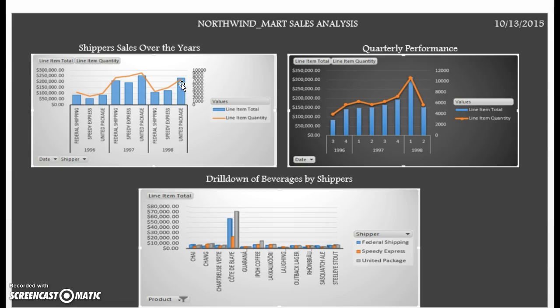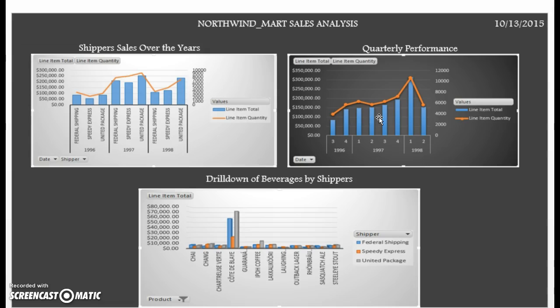And the second business question is, which quarter is the least performing quarter over the years 1996, 1997, and 1998? From this graph that we have plotted between line item quantity and line item total over the years, we can see that the third quarter in 1996 is the least performing quarter among all the years. So from this graph, we can clearly say that the third quarter in 1996 is the least performing quarter over the years 1996, 1997, and 1998.